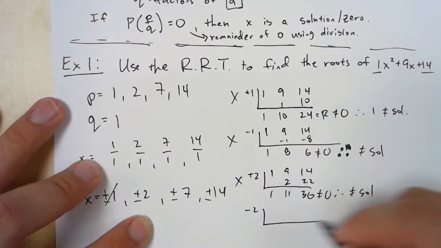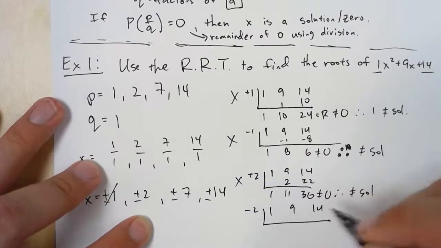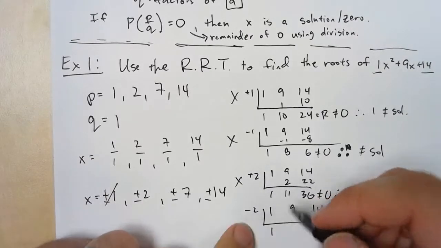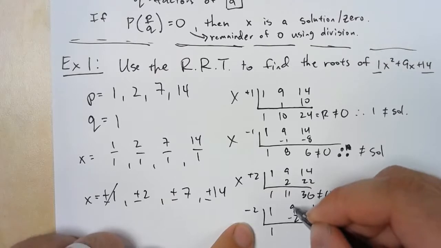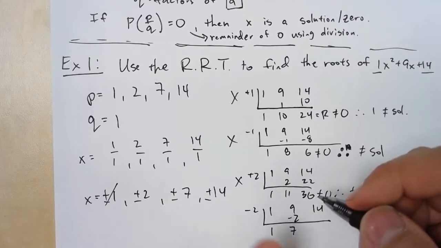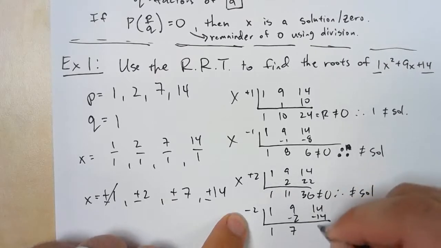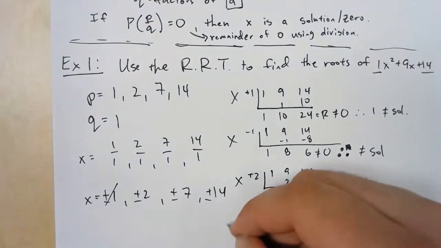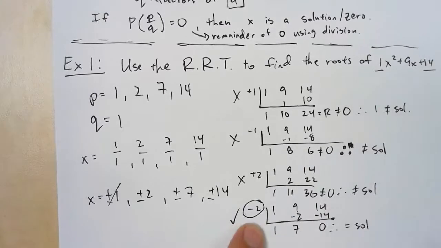Okay, let's try negative 2. 1, 9, 14. 1 carries down. 1 times negative 2 is negative 2. 9 minus 2 is 7. 7 times negative 2 is negative 14, and we get 0. Congratulations. Therefore, 0 is a solution. Or negative 2, I'm sorry. Negative 2 is a solution.